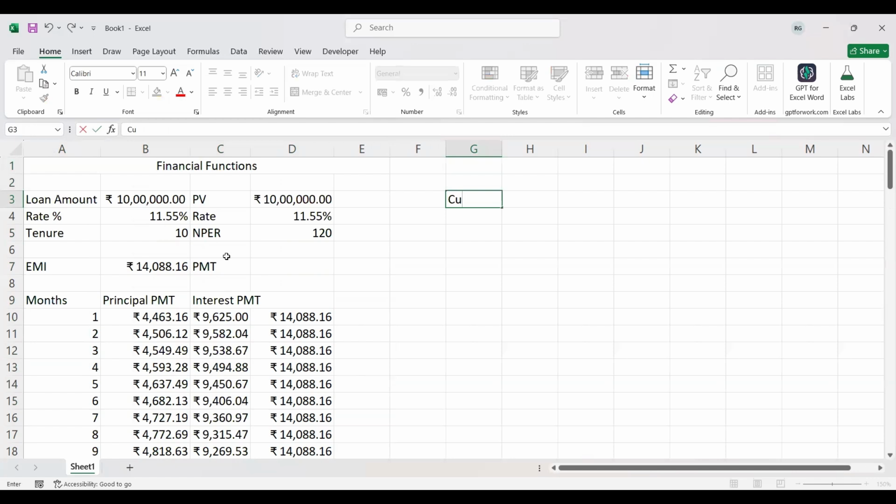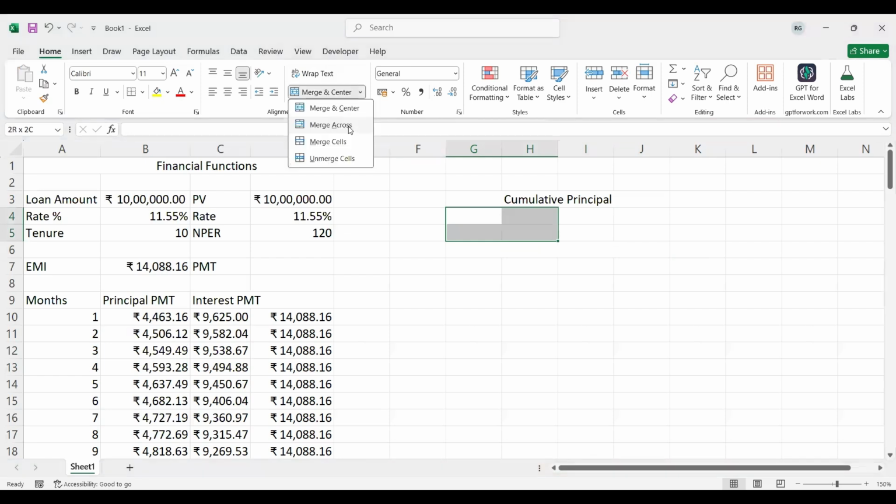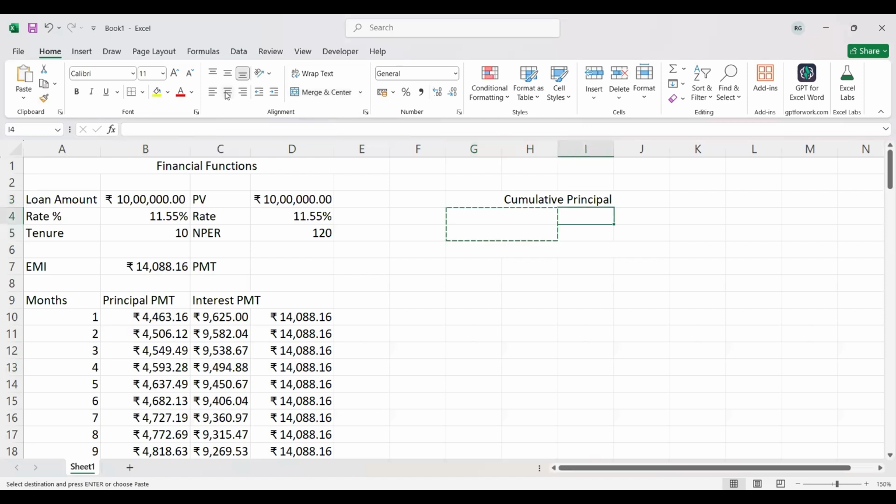So I just need to get cumulative principal. So I'll just use a little bit of formatting over here. I'm merging these cells. I'll copy and paste over here also this thing. These two I'm merging across and copy and paste. Let's add a border.